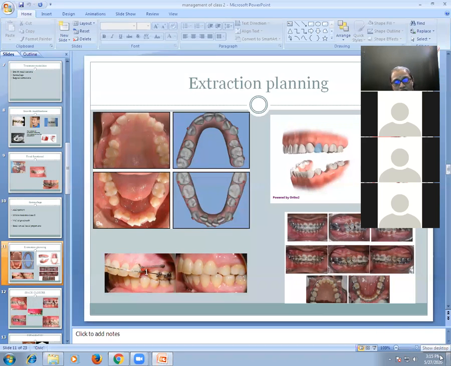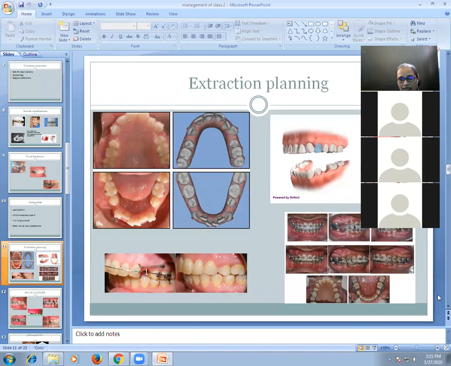So what are the extraction plans? All 4, all 5, upper 4, lower 5. This is very important for your model analysis. Every time you will make some mistakes during this. When you are going to treat a class 2 molar relation, when there is minimum need of space, please go for upper 4 and lower 5. This lower 5 will correct your molar relation.